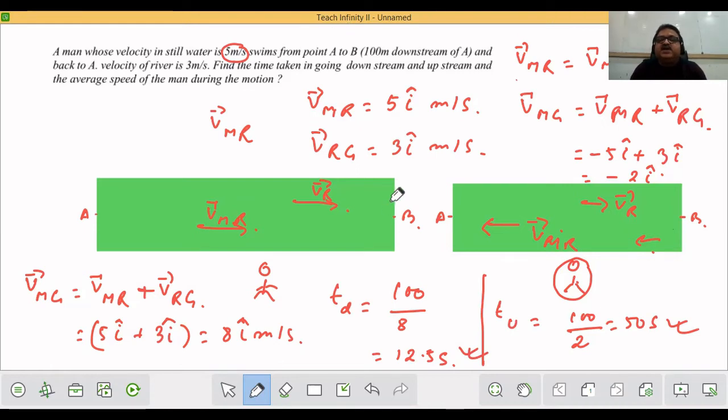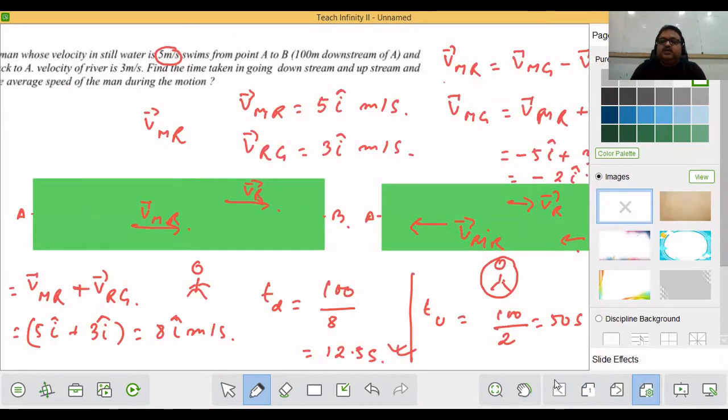Find the time taken for both the upstream and downstream and the average speed of the man during the motion. Correct? For average speed, what we have to do? We have to do it like this. Look, total distance traveled is 100 meter upstream, 100 meter downstream. That means 200 meter. And total time of journey is 50 plus 12.5.